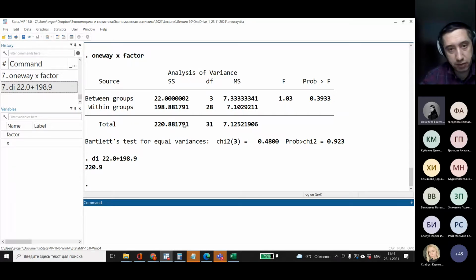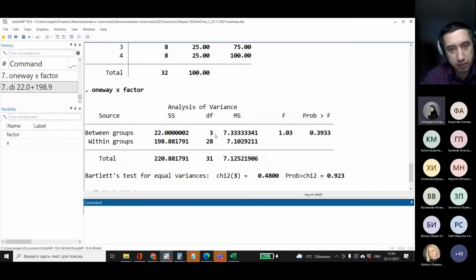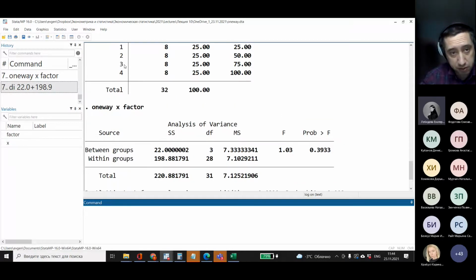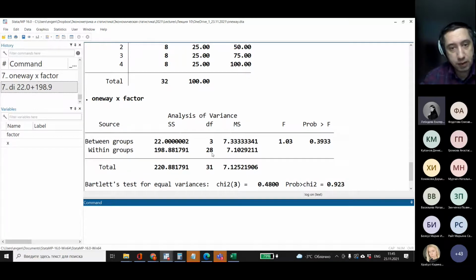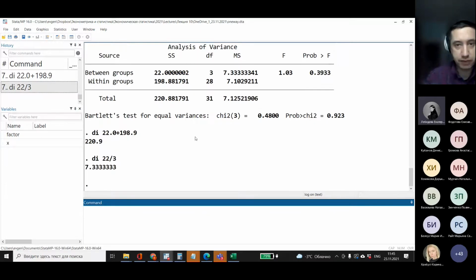column is about degrees of freedom, and as expected, first we have 3 degrees of freedom because we have 4 factors. 4 minus 1 gives 3. The next degrees of freedom is total sample size, 32, minus 4, which is 28, and the last degrees of freedom is total sample size minus 1. It is 31. If we divide 22 by 3, we will have this number. Let's check. 22 divided by 3 is 7.3333, right?